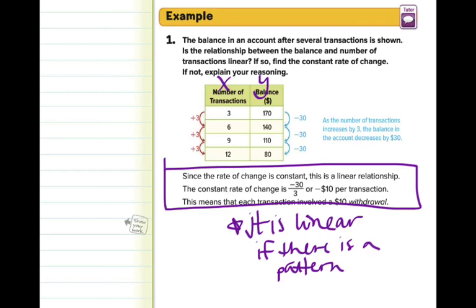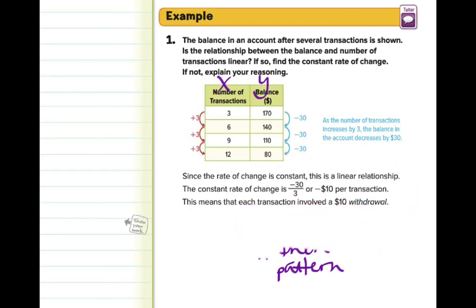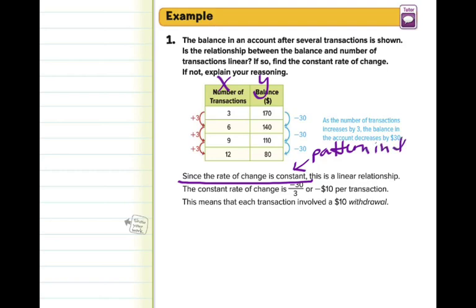The constant rate of change is negative 30 over 3, or $10 per transaction. This means each transaction involved a $10 withdrawal. Okay, so let's break this down. So my rate of change is constant. We know that because of the patterns. Okay, so this means that there's a pattern in the x values and in the y's. Okay, so that's what that first thing means.